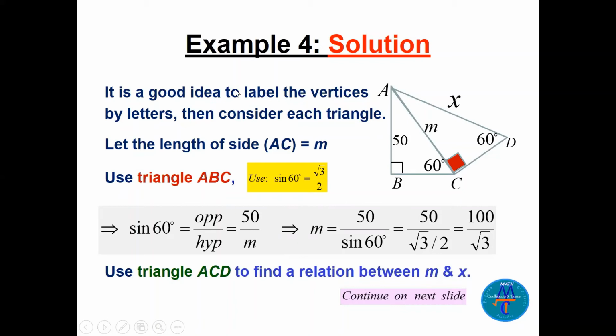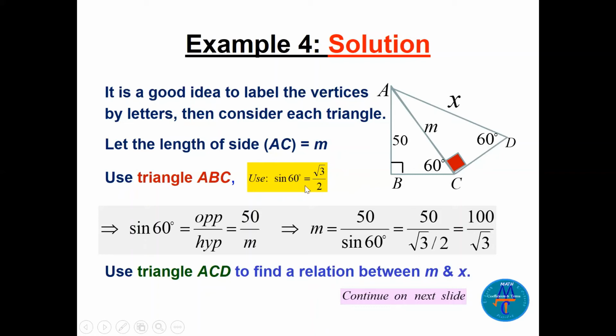So I said here it's a good idea to label the vertices by letters. So I put here A, this is the vertex, B, C, and D. Easy, when I say use triangle ABC, use triangle ACD, etc. It's easier. Let the length of the side AC, see this is AC, let's call it m, small m here. This AC, we have to use it. Now use triangle ABC. See now, it's easy. Instead of saying use this triangle right or left, I say use triangle ABC.